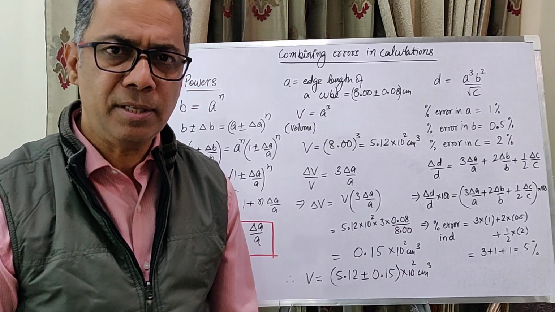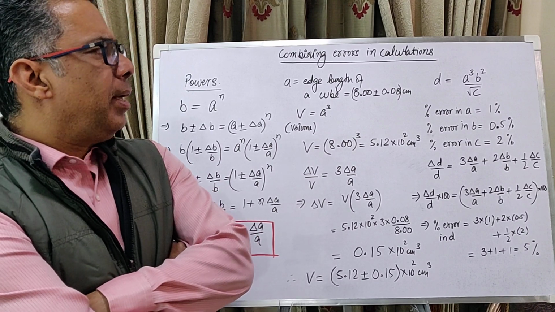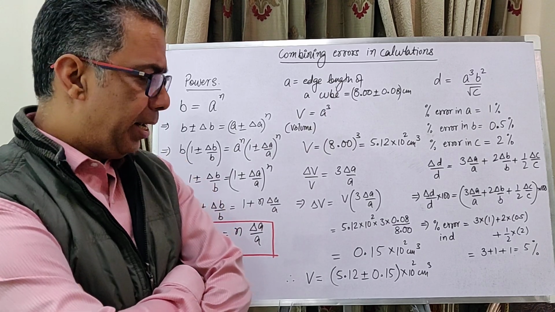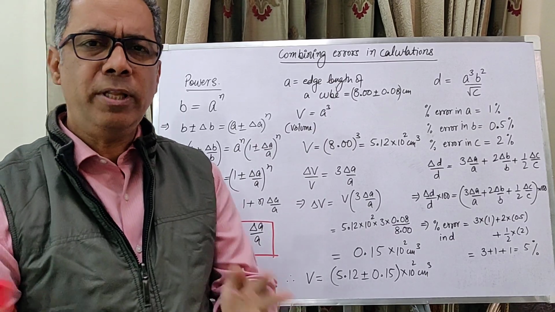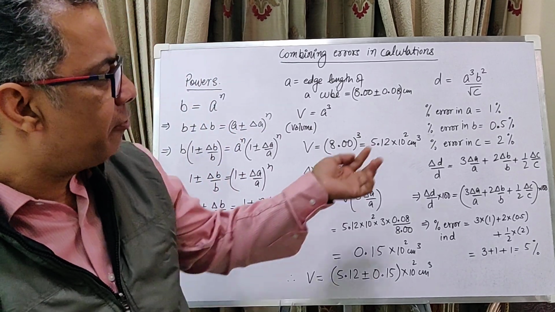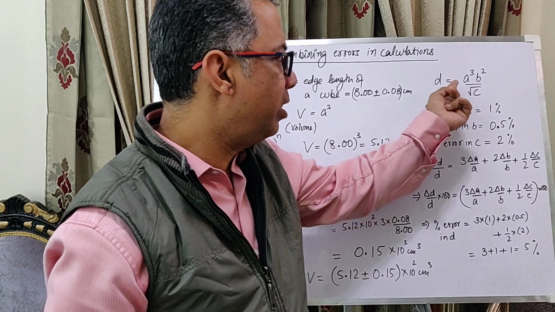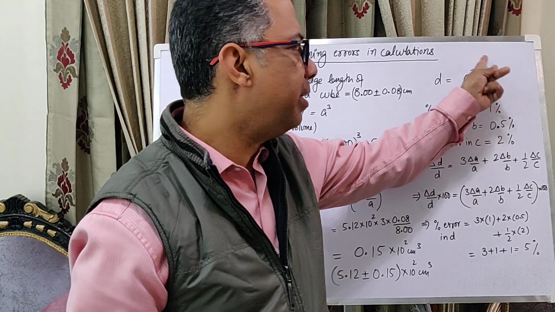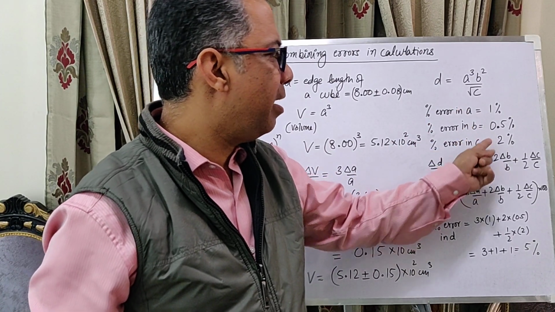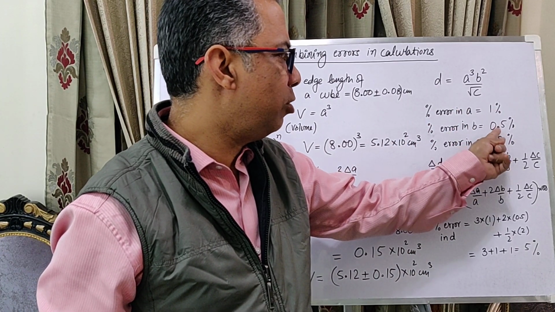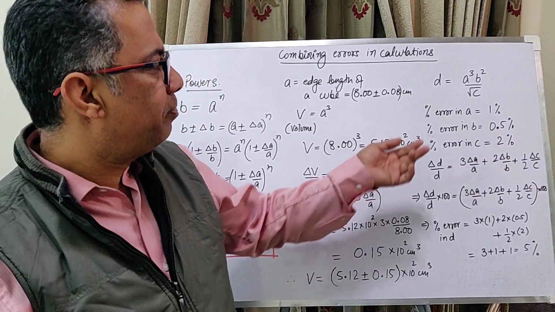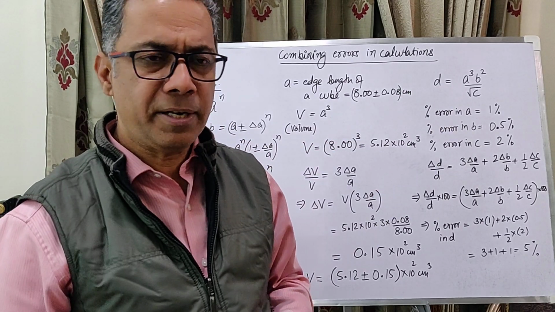Fairly simple calculation this. We'll take the opportunity now to make a calculation where we'll be using pretty much all the rules we have studied so far. Let's say we have a formula here where D is related with A, B and C in this manner. Percentage errors in A, B and C are given as 1, 0.5 and 2% respectively, and we have to work out the percentage error in D.